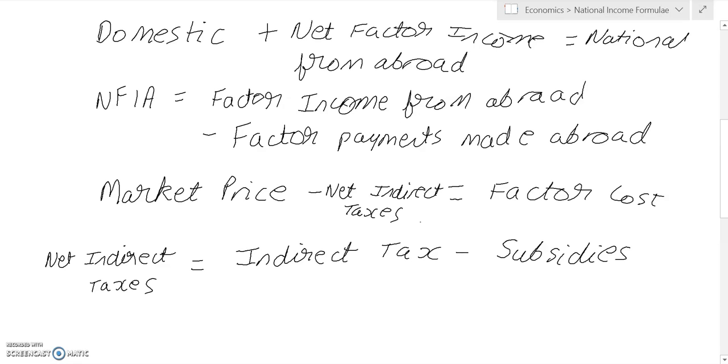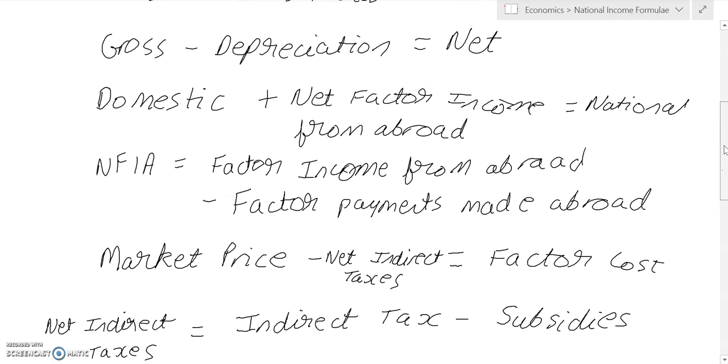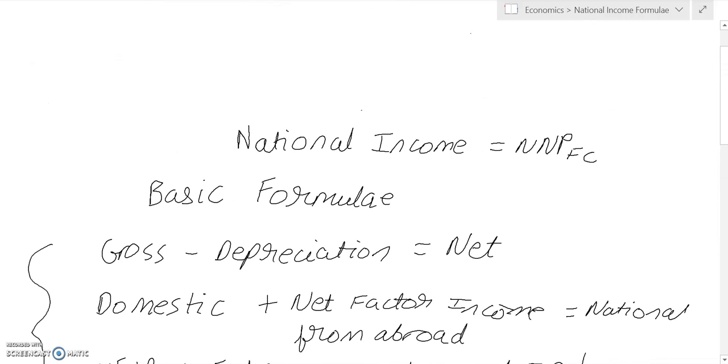So now you have your basic formula in place to solve any kind of national income sum, and to be able to ultimately make use of the knowledge you have earned here and reach the national income or net national product at factor cost.